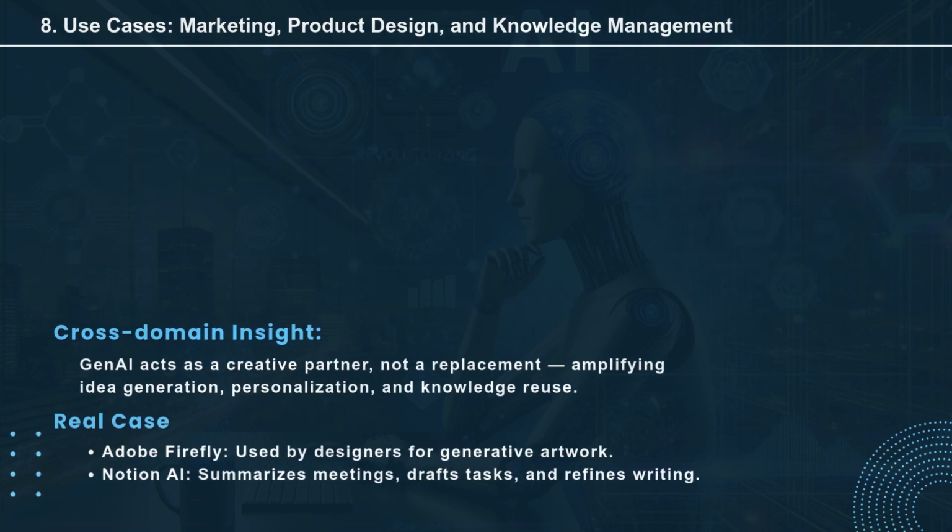This slide highlights how Gemini supports marketing, product design, and knowledge management. In marketing, AI helps create personalized content at scale such as ad copy and visuals. For product design, it accelerates idea generation and prototyping. In knowledge management, AI provides instant summaries and insights from large text sources. Key point: Gemini acts as a creative partner, enhancing human creativity rather than replacing it. Real examples include tools like Adobe Firefly for design and Notion AI for content summarization.